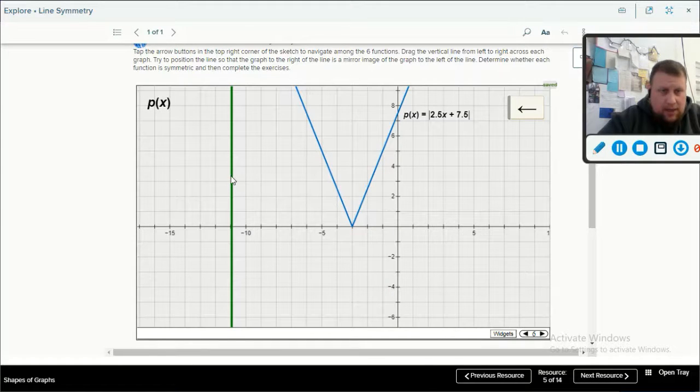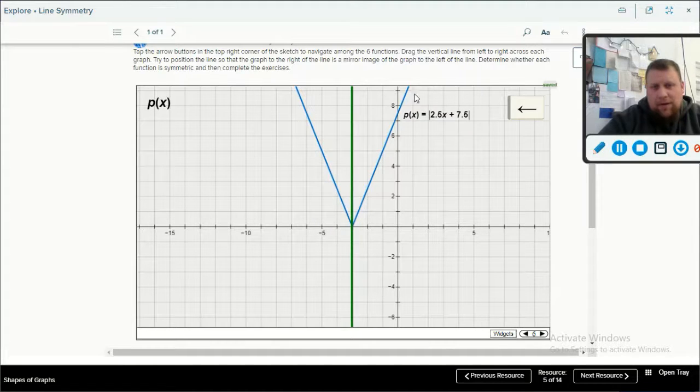And last but not least, let's look at this V. It's an absolute value function. You know absolute value. Whenever it meets at a sharp point and goes up like that, or even upside down, it's an absolute value function. Just so you know, that's one of the ways you know what it is. And yeah, this V has perfect symmetry here at x equals -3. Perfect.